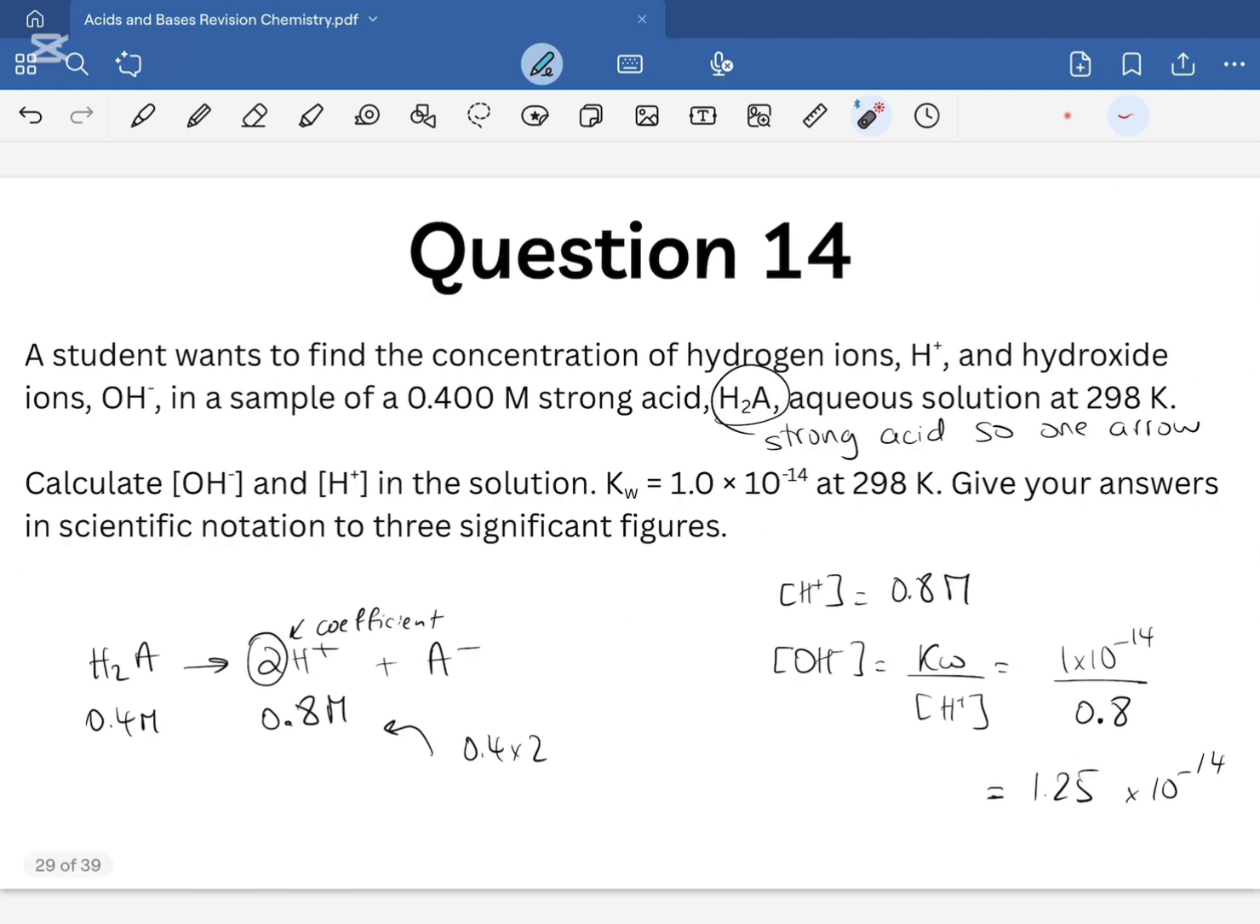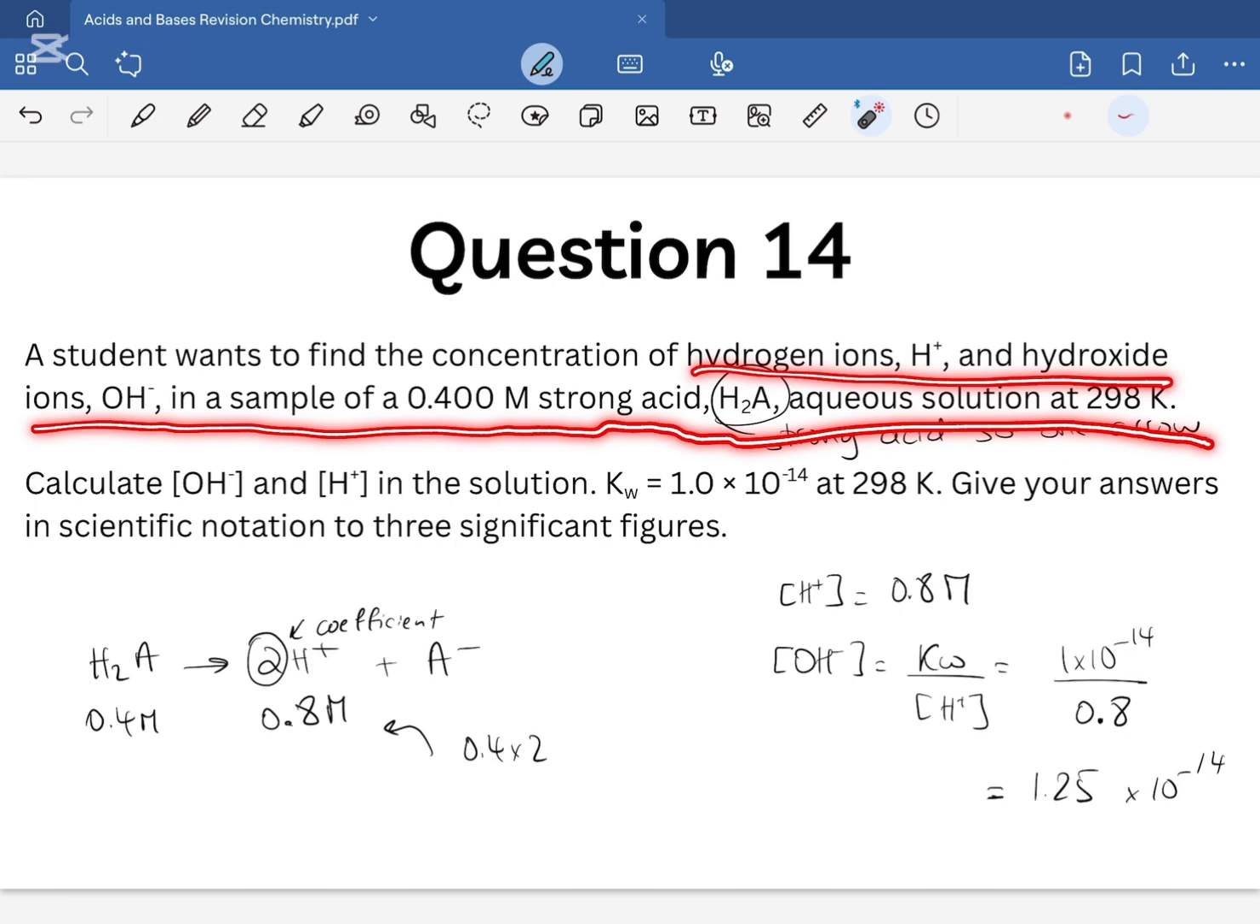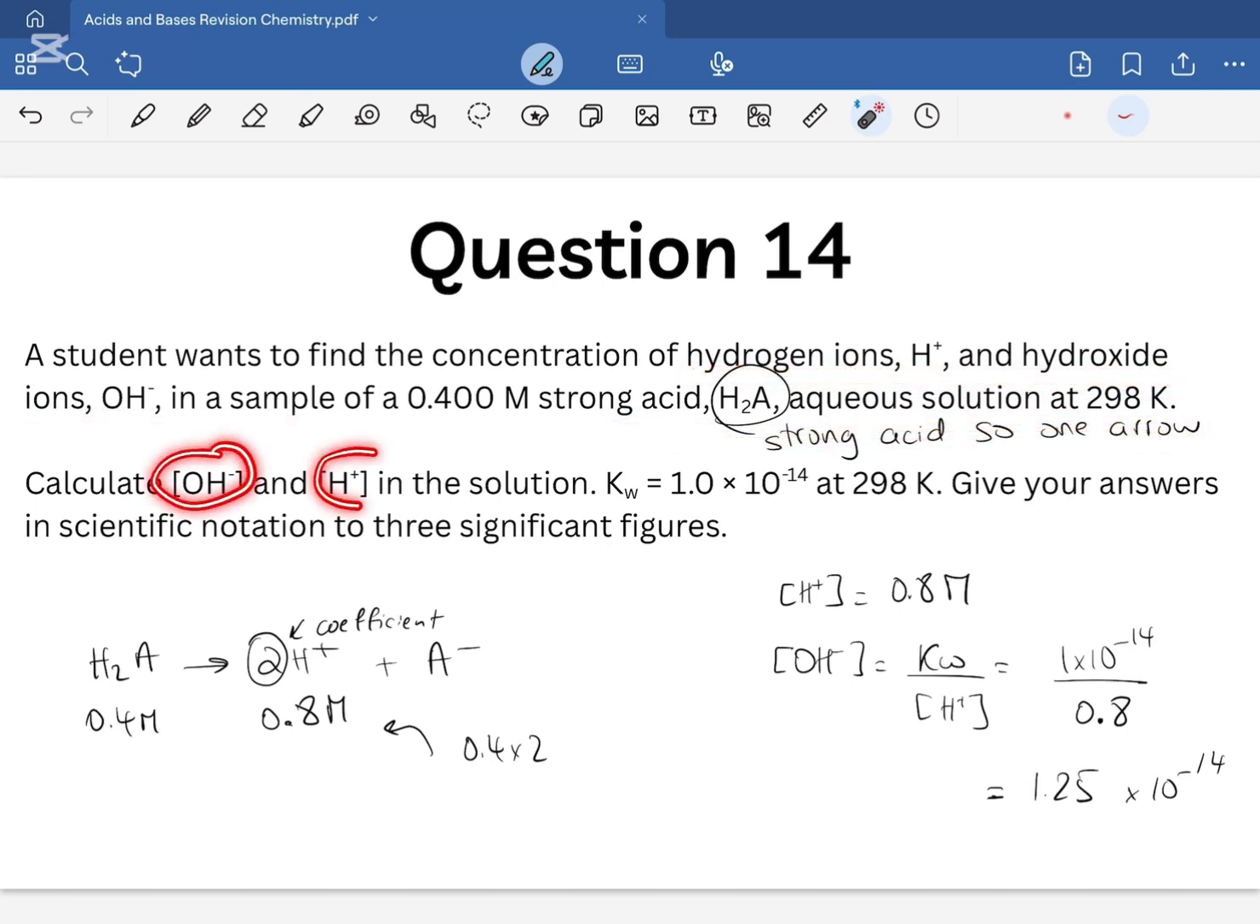For question 14, a student wants to find the concentration of hydrogen ions H plus and hydroxide ions in a sample of 0.4 m strong acid H2A aqueous solution at 298 Kelvin. Calculate the OH minus and H plus. We have KW is 1 times 10 to the minus 14. We should memorize this value, as KW will always be 1 times 10 to the minus 14 at this temperature, or when they say 25 degrees Celsius. And they said give your answer to three significant figures. So first, we need to find the H plus.